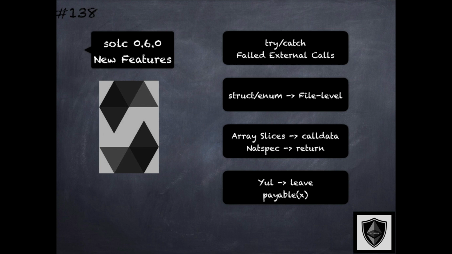And conversions from address type to address payable type are now possible via the payable(x) primitive or directive, where x is of type address. So many new features, many explicitness requirements, many syntactic and semantic changes, and breaking changes as well were introduced with Solidity version 0.6.0.